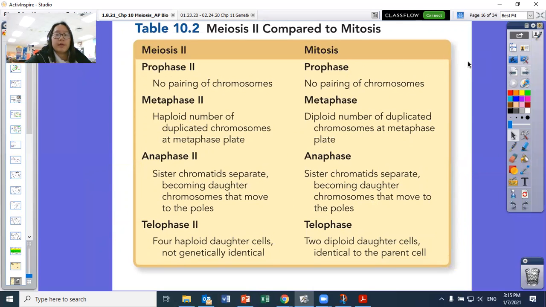Now we'll compare meiosis 2 to mitosis, and you'll notice that the prophase part is the same, where there are no paired chromosomes, right? So in metaphase, they're going to be lined up in a single file line, except in metaphase 2 of meiosis 2, it's haploid, so it's half the number of chromosomes lined up in the middle compared to the diploid number in mitosis. In anaphase 2, the sister chromatids become separate, as they do in anaphase of mitosis, and they move to the opposite poles or opposite ends of the cell. And then in telophase 2, 4 haploid daughter cells that are not identical are produced, versus at the end of mitosis where it is 2 diploid cells that are identical.